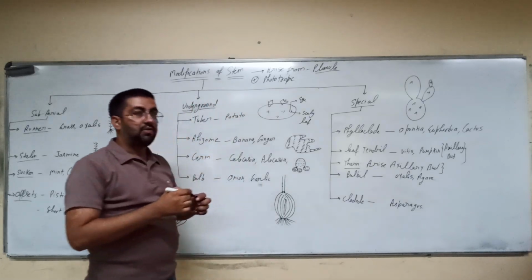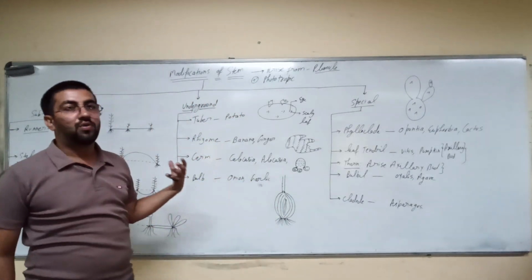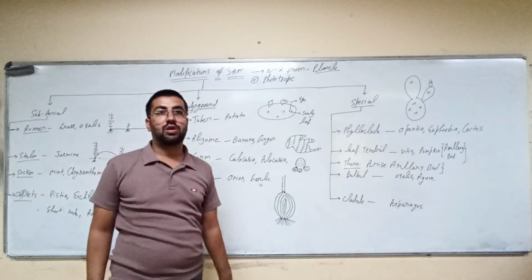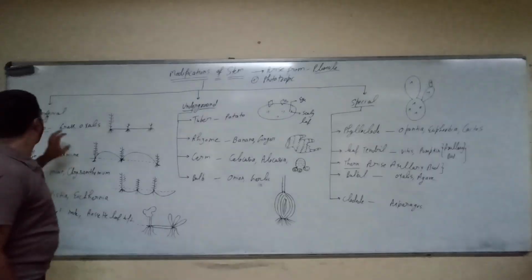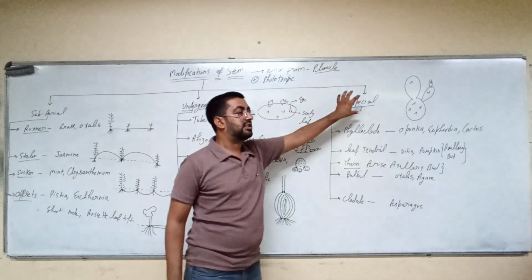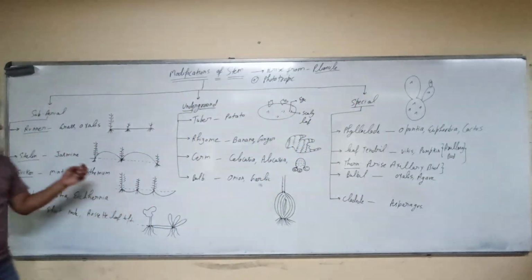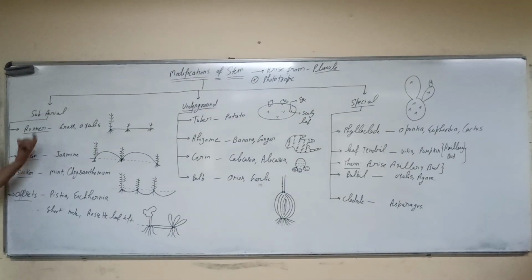They are positively phototropic, negatively geotropic, negatively hydrotropic. It performs photosynthesis, protection and supportive function for the plant. And their modifications are subaerial modification, underground modification, and special types of modification. We have just three modifications in the root. Next, the subaerial modification has runner, stolon, sucker, and offset.